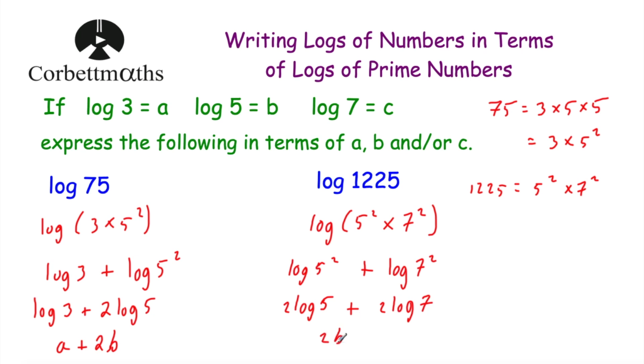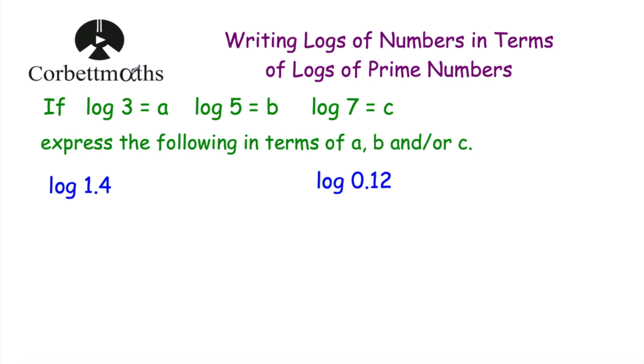So 2B plus 2C. And if you want to factorize it, it's the same as 2 brackets B plus C, or you could just leave it like that, 2B plus 2C, or 2 bracket B plus C. And that's it. Okay, let's have a look at our next two. So again, we've got the log 3 is equal to A, B is equal to log 5, and C is equal to log 7. And this time we need to express the log of 1.4 and log of 0.12 in terms of A, B, and C.